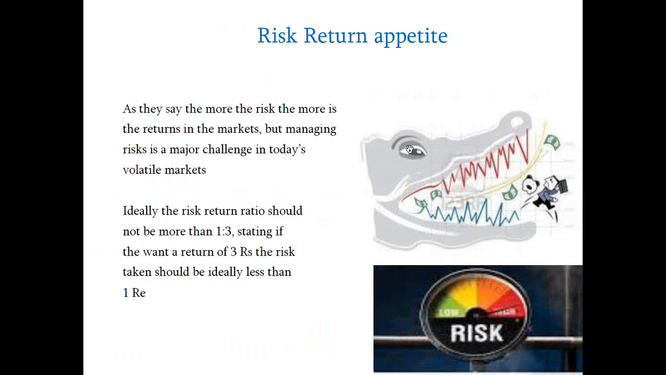A risk return appetite. What is a risk return appetite? As they say, you should measure your risk clearly before entering into the markets, and you should have a proper risk to return parity before entering into the markets. The ideal risk return strategy is 1:3, which means that if you are ready to take a loss of 1 rupee, you should be at least aiming for 3 rupees profit against that particular loss of 1 rupee.